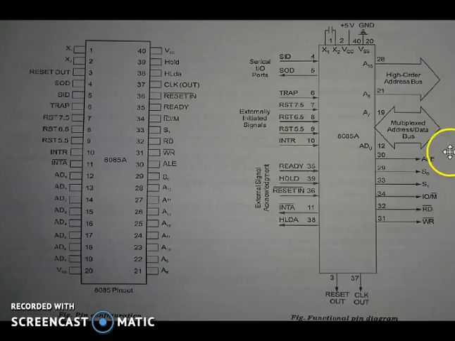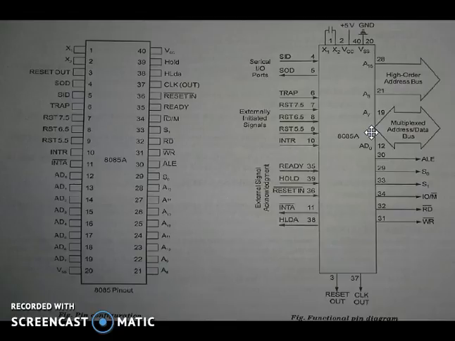Now we'll start from ALE, the address latch enable. This is a positive going pulse generated every time the 8085 begins an operation. It indicates that the bits on AD7 to AD0 are the address bits, means this time they behave like address buses, and this signal is used primarily to latch the low order address from the multiplexed bus.